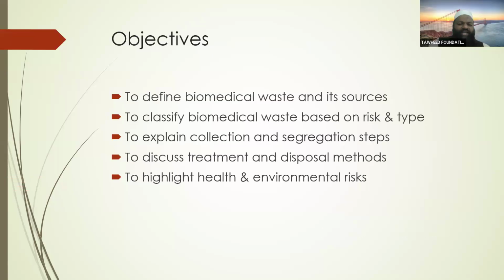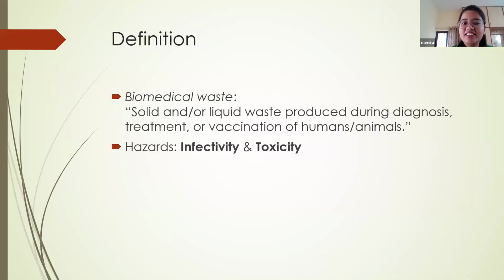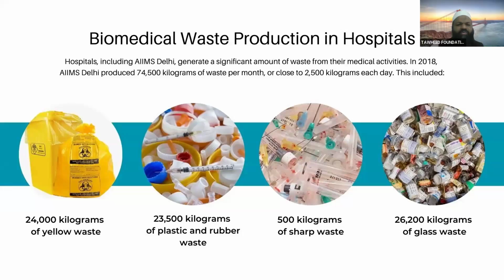Today you brought a very nice presentation, that is AIIMS Delhi, madam. They are segregating 74,500 kilograms of waste per month, in 2018. Most probably this year it might have increased, or it might have decreased, because once they start segregating properly, then we can reduce the quantity also.